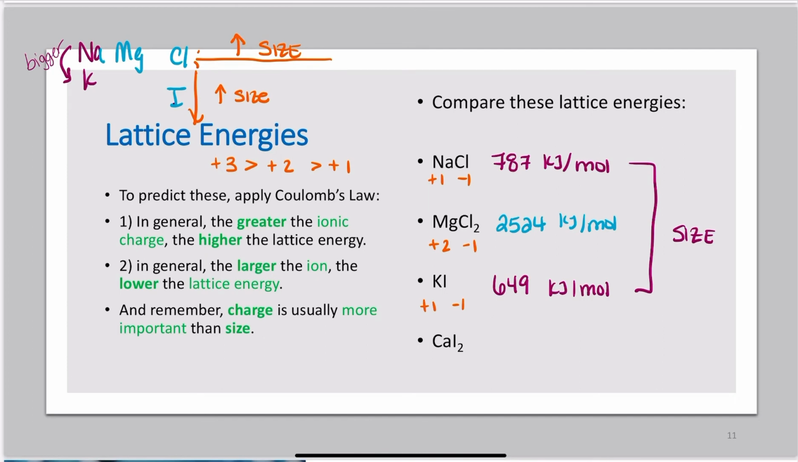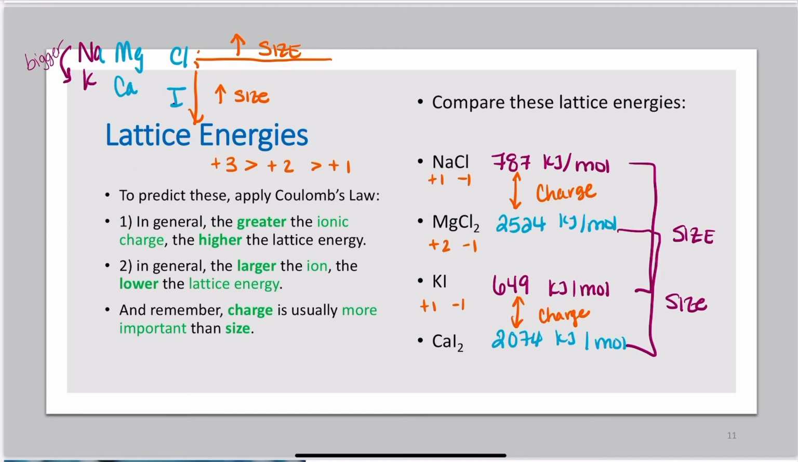And calcium iodide, calcium's underneath, 2,074 kilojoules per mole. So here, I see size again. Here, I see charge. So, higher charge, higher energy. Larger ion, lower energy.